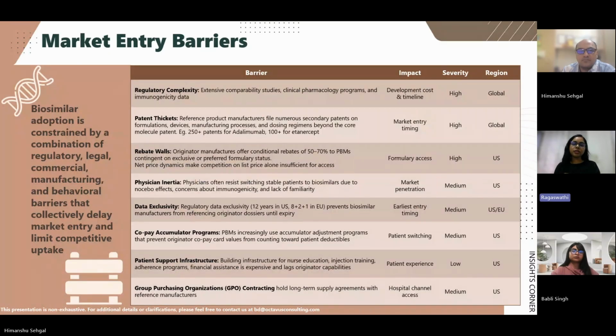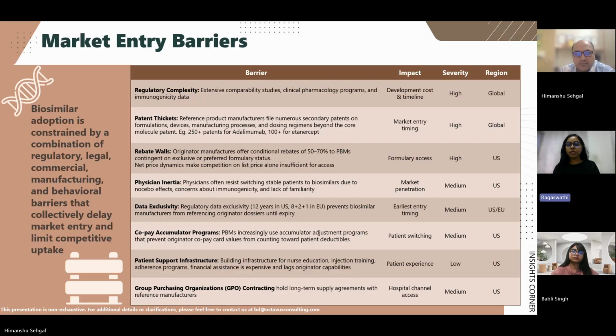So the third most important barrier I wanted to discuss is rebate walls. It is particularly in the US, because that market is hugely run by pharmacy benefit managers and other insurers, and there is no direct national health system involved. So, what is this rebate wall? Biologics protect their territory by giving huge rebates of almost 70 to 80% for an exclusive formulary placement. Due to this exclusive formulary placement run by the rebate wall, biosimilars find it difficult to find their place in the formulary, and in turn, patient access gets lessened because of this. It is exclusively in the US.